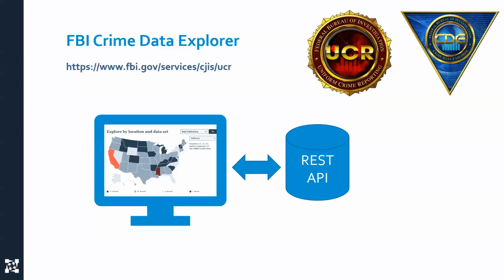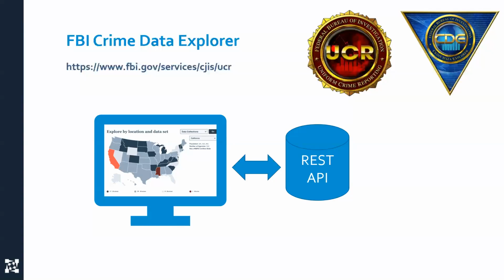fun to play on. The FBI website has a services section called the Uniform Crime Reporting Service that will show us crime statistics across any region that I choose. And it's a single page application that is loading a lot of its data from front-end REST APIs. So pretty modern architecture.